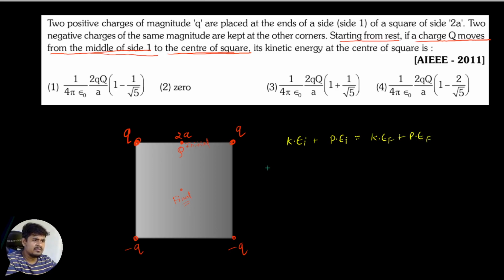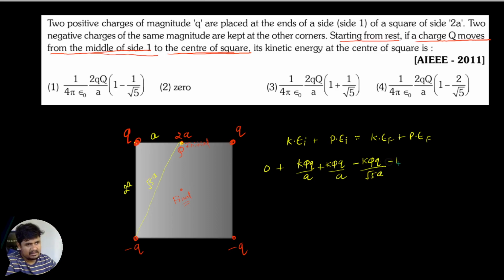Kinetic energy initial, starting from rest, is 0. Potential energy initial for this position is how much? Due to this q, the potential energy here will be kqq by a. Due to this one also, it will be kqq by a. Due to this one, the distance is root of 5a, because this is a and this is 2a. So this will be minus kqq by root 5a, minus kqq by root 5a. And that is the potential energy we got.